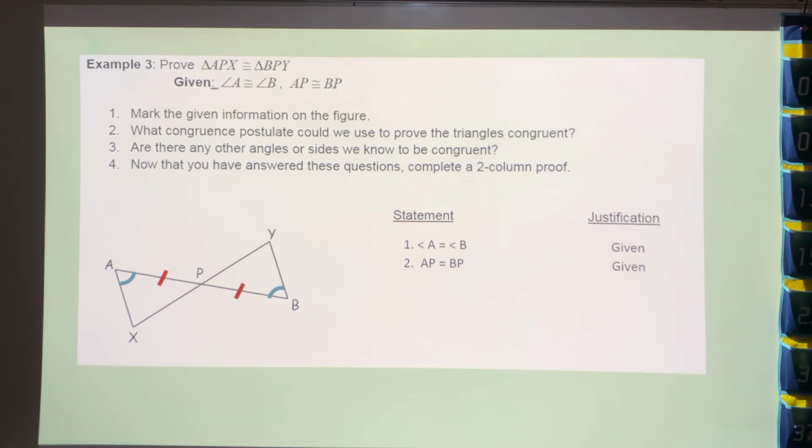In example 3, they give us angle A is congruent to angle B, so we mark that in the triangles. Then we find out side AP is congruent to side BP, so we mark that congruent. If we're going to prove this congruent using anything right now, we can look and say the two angles around point P are congruent because they're vertical. And if you look at the diagrams of the triangles, we see that angle side angle is shown in both triangles. And so therefore we can prove this congruent by angle side angle.